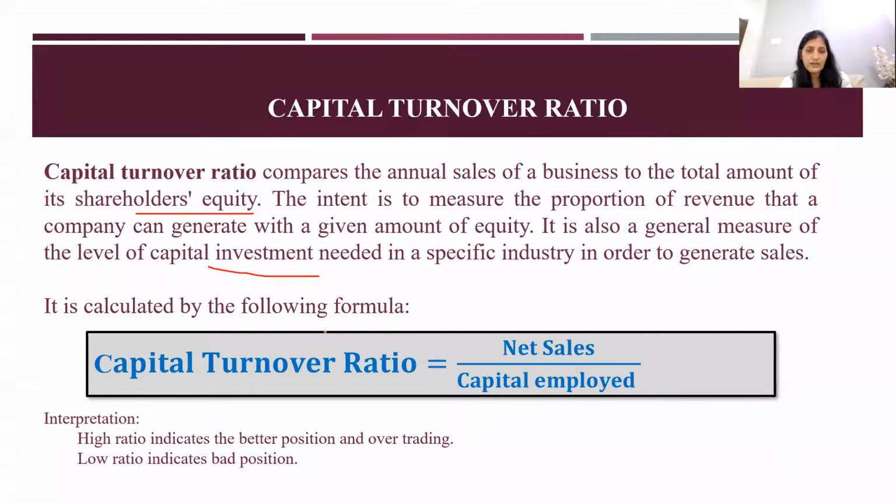So this is calculated by the following formula. Capital turnover ratio is equal to net sales divided by capital employed. Interpretation: a high ratio indicates a better position, though it can also indicate overtrading. A low ratio indicates a bad position. In most of the ratios you don't find any standard ratios. If it is high, it indicates efficiency. If it is low, it is inefficient.